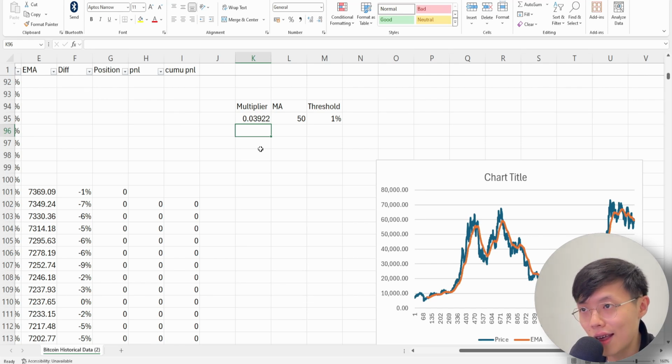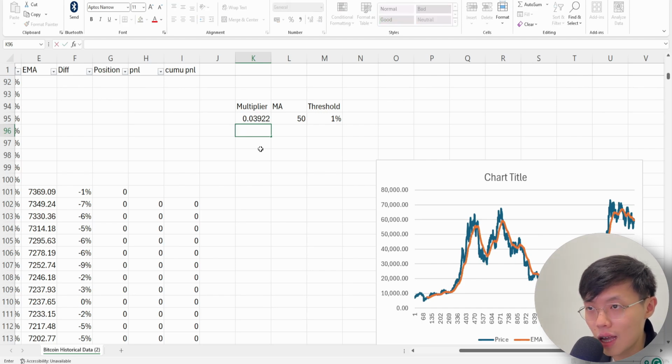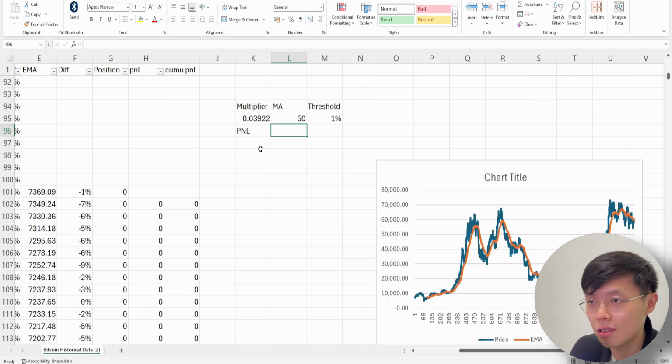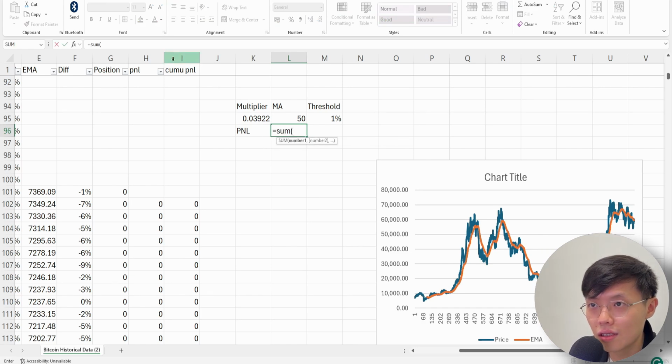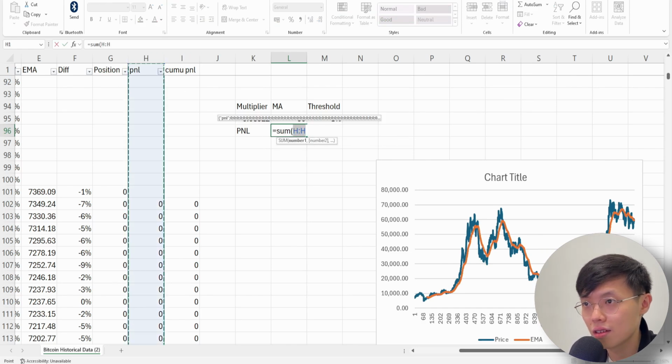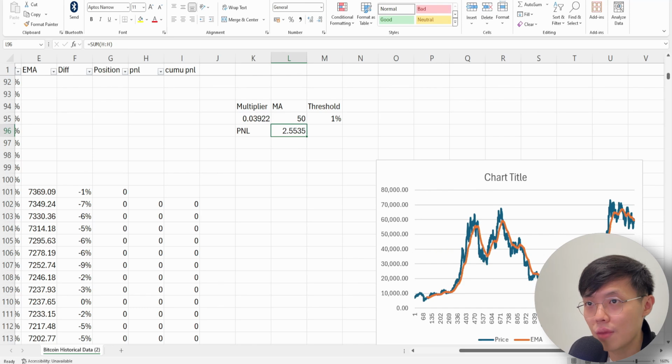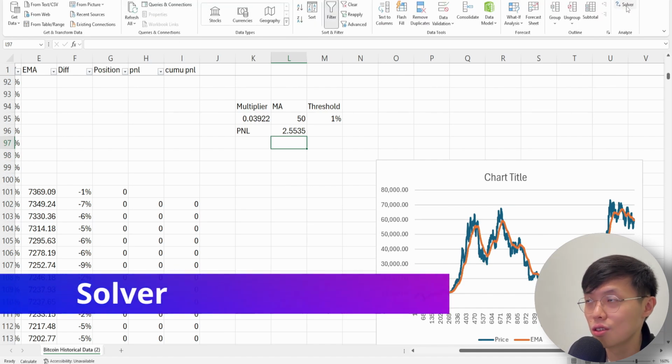In order to do that, we can use sum, right? I want to get the highest cumulative P&L. So I'm going to put P&L right here, and I'm going to do the sum of this P&L, which is my maximum. This is what I earn. I want to maximize what I earn. And in order to do that, we can actually use Solver.